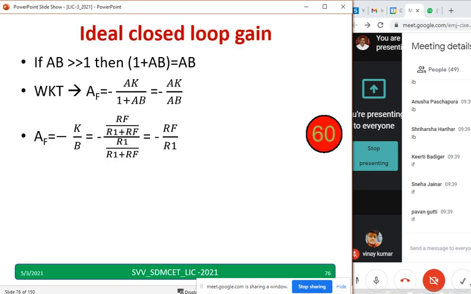So, ideal closed loop gain. Just read it. It is there in your notebook. No need to copy. If you want revision, you can write AF equal to AK by AB, or you can write minus RF by R1. It will become a practice when you write twice or thrice. Take another 6 seconds. Don't copy everything. Why AB? Because 1 plus AB is nearly AB, because AB is very high compared to 1. That's the reason we are writing it. In simple format, this is how we can get RF by R1.